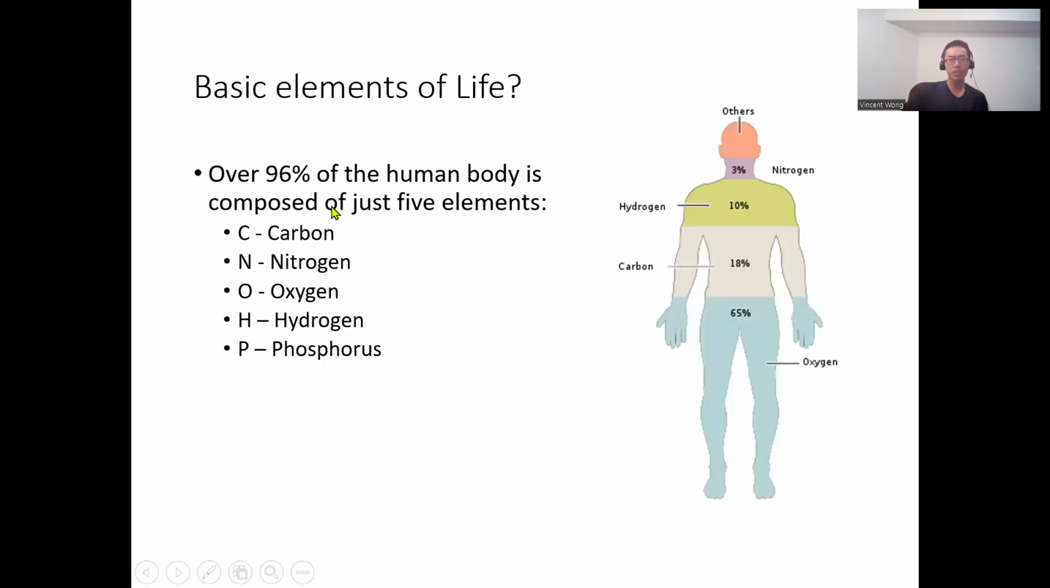But in terms of humans, over 96% of the human body is composed of just 5 elements, even though there are hundreds of them. 5 of them make up a majority of the body. These include things like carbon. Where do we find carbon in everyday life? Anyone want to tell me? Where do we find carbon?